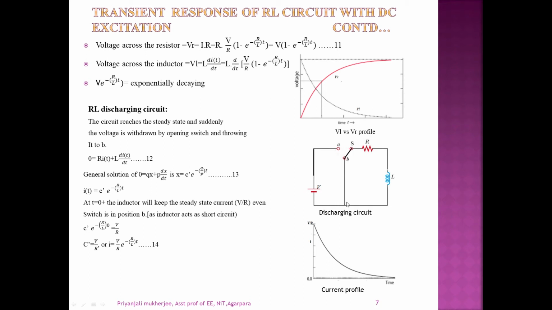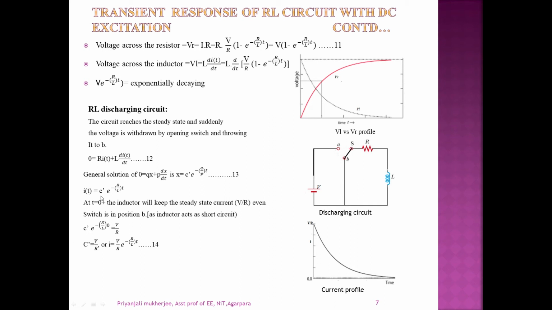Now consider this loop, and here there is no voltage. So we can write down the KVL equation like this: 0 equals R i(t) plus L di/dt. For this type of homogeneous equation, the solution becomes C e to the power minus R by L t, which gives i(t) equal to C' e to the power minus R by L t. Now, at t equal to 0 plus, the inductor will keep the steady state current even though the switch is in position B, because the inductor acts as a short circuit.